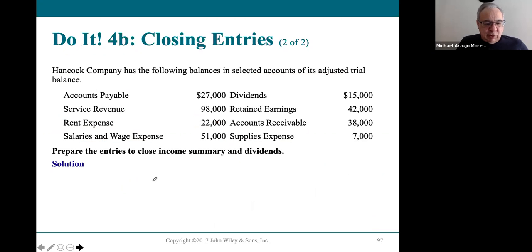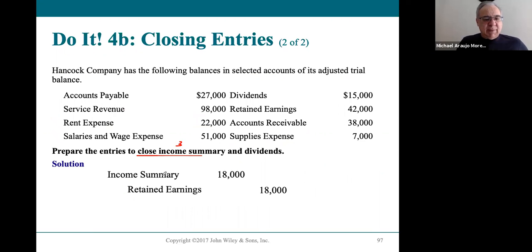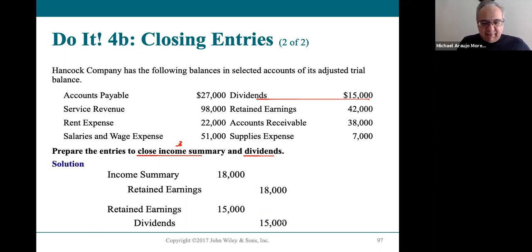The third thing we do is we close income summary. Well, we have a profit of 18,000 sitting in income summary. Where does it belong? Belongs in retained earnings. And so we debit the income summary account by 18,000 and we move that 18,000 to retained earnings. And the very last thing we do is close the dividends account. The dividends account has $15,000 in it. We close it by crediting the dividends account and moving that debit to retained earnings.